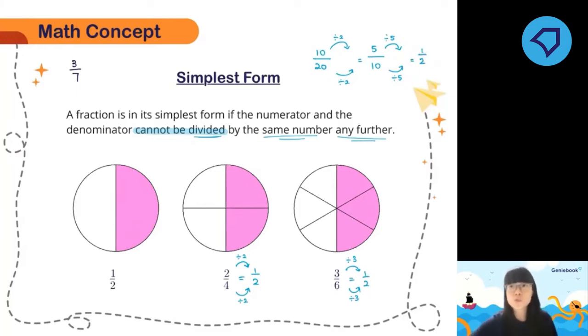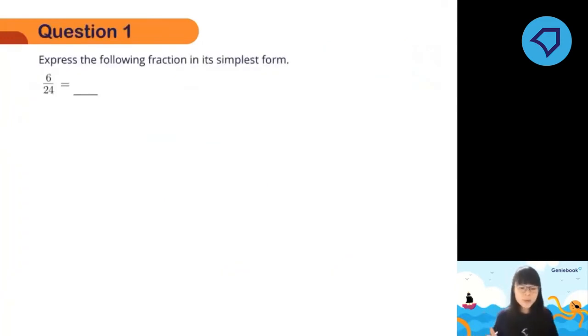All right, let's have a better understanding of this one. We are going to express the following fraction in its simplest form. So I have a fraction of 6 over 24. If I want to put it in its simplest form, I have to divide the number on top and the number in the denominator by the same number. What do you guys think I should divide it with? Find a common factor, that is correct.